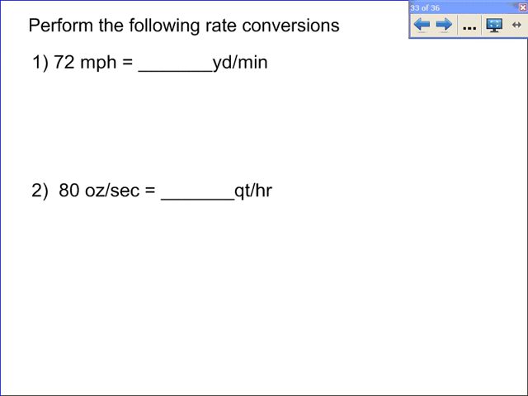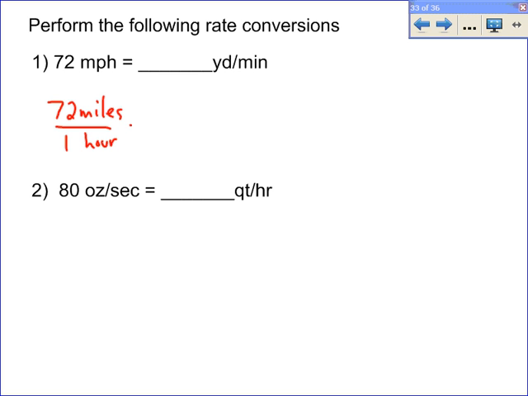On this problem, it's similar to doing just unit conversions, but now we're doing rate conversions. And when we do these, we've got to concern ourselves with the numerator and the denominator. So in this case, 72 miles per hour would be 72 miles for every 1 hour. That's what the rate is. And so I need to convert miles to yards, and I need to convert hours to minutes.